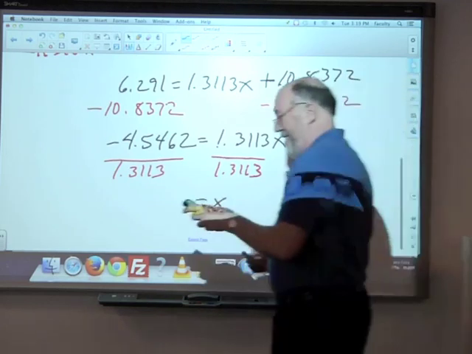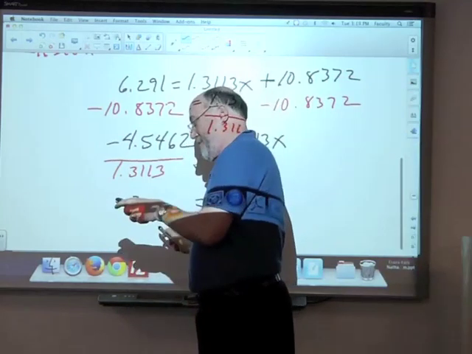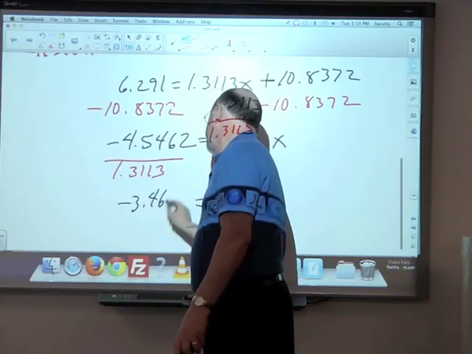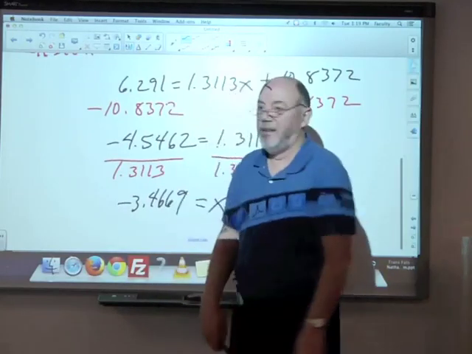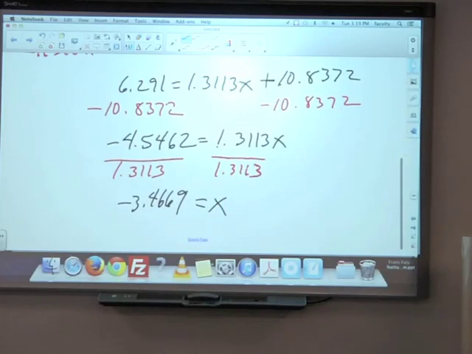Alright. And when we get done with this, we end up at negative 3.466. So the way we get the exponent is by doing logarithms. Whether you do LOG or LN, it won't matter. Either way, I will get the same answer for this.